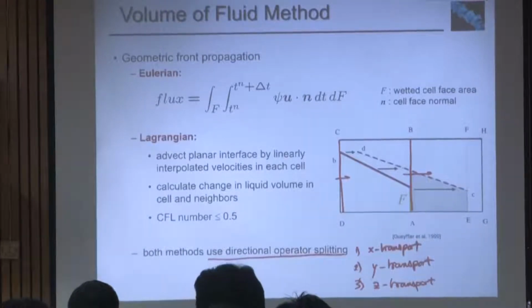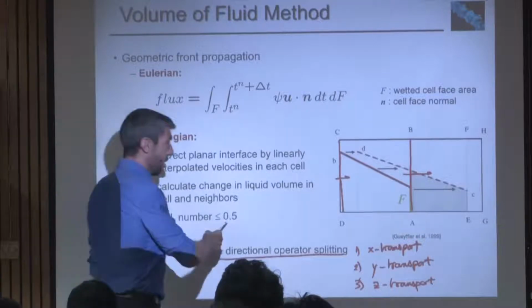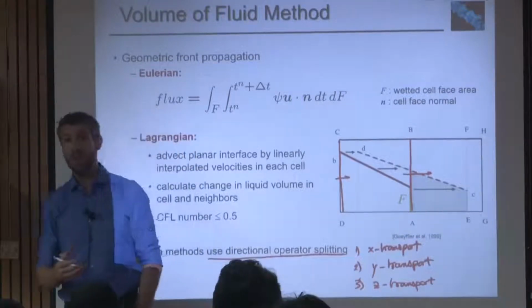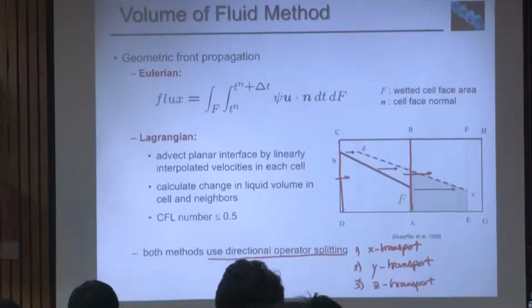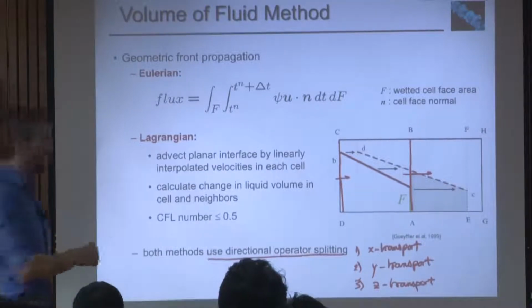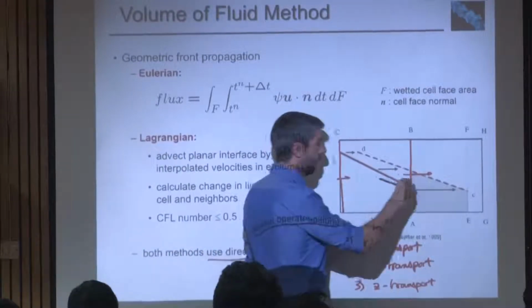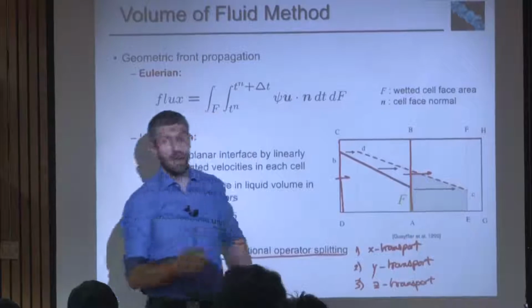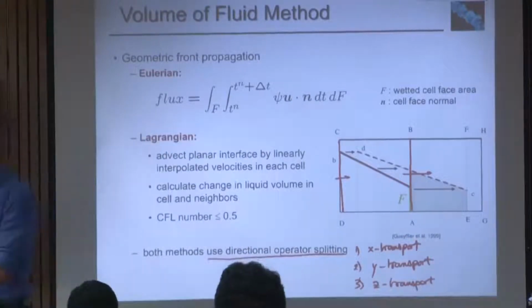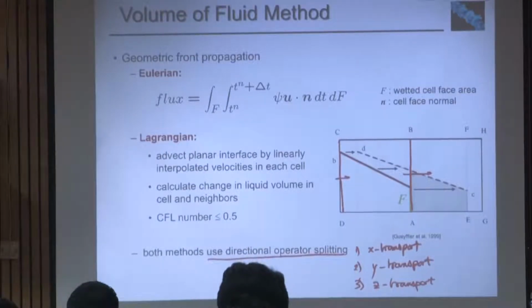So worst case scenario, imagine you're running at CFL 1, but imagine that your velocity is fluctuating and oscillating from its maximum to its minimum. So imagine I have a large velocity from left to right here and a large velocity from right to left here. In that situation, you would create a negative cell volume at the next time, which would kill this method.